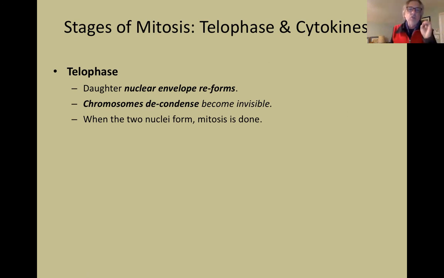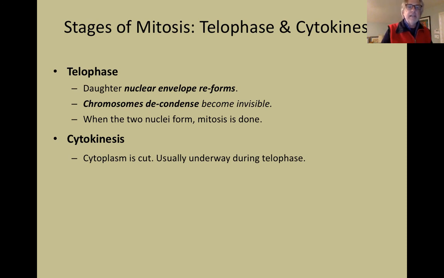In telophase, the nuclear envelope in the daughter cells reforms. The chromosomes completely decondense, so they are no longer visible. If you stained at this point, you would not see individual chromosomes, just the stain spread over the whole nucleus. And when the 2 nuclei form, mitosis is over. Cytokinesis, the cytoplasm is cut. And as I said earlier, it's almost always underway by telophase. So let's look at this in a picture.